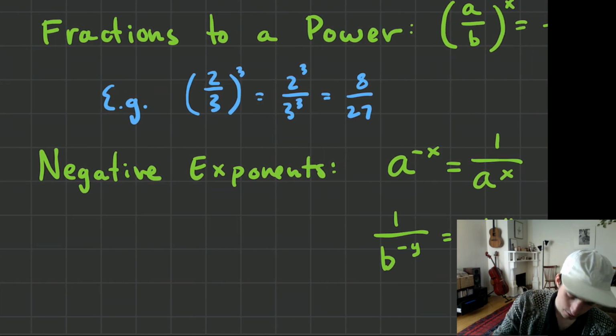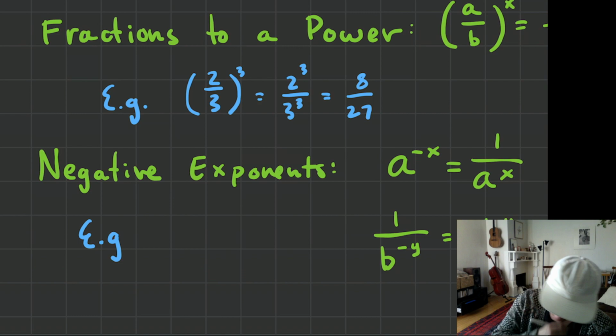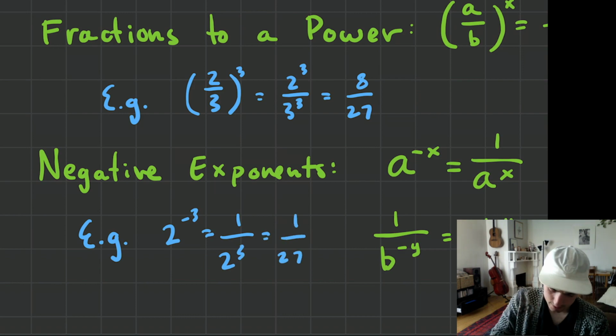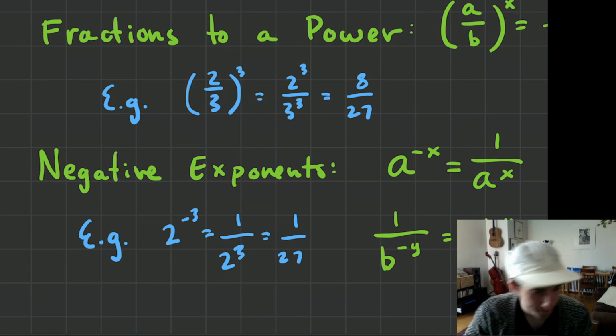So for example, 2 to the negative 3 is equal to 1 over 2 to the 3, or 1 over 8. So that one's not too bad.